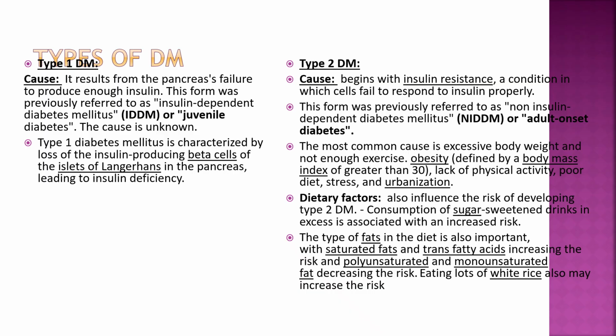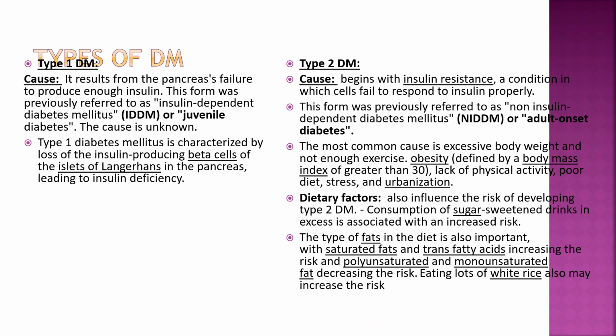Type 2 diabetes is insulin resistance, a condition in which cells fail to respond to insulin properly. This form was previously called non-insulin dependent diabetes mellitus or adult onset diabetes. The most common cause of type 2 diabetes in adults is excessive body weight and not enough exercise.